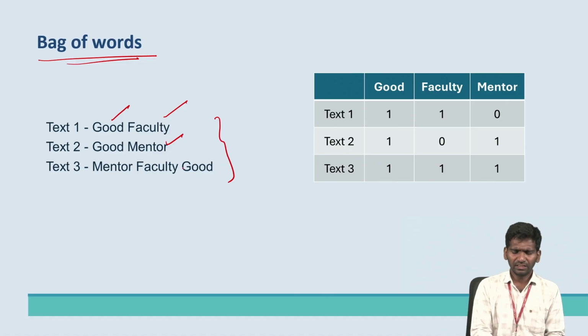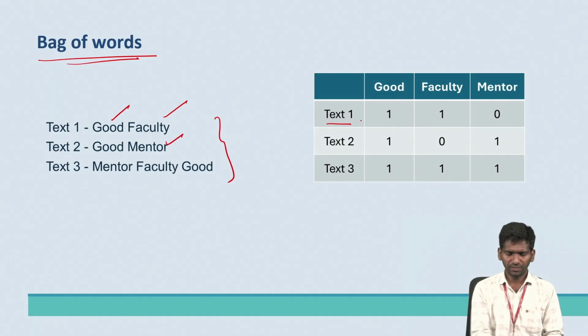So in these 3 sentences, there are 3 different words, right? So what I need to do is make a 3 cross 3 table, and I have specified the different words from all the sentences that I have taken: good, faculty, mentor. Now in text 1, tell me whether good is present in the first sentence. Yes, so put 1. Faculty is present, yes, put 1.